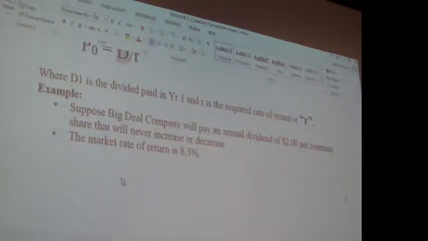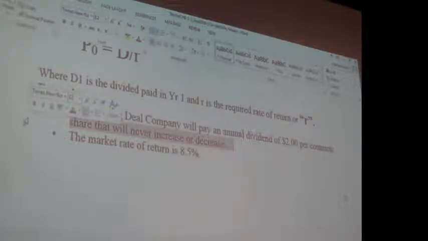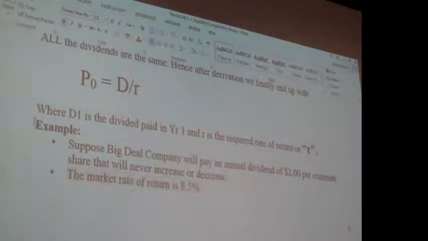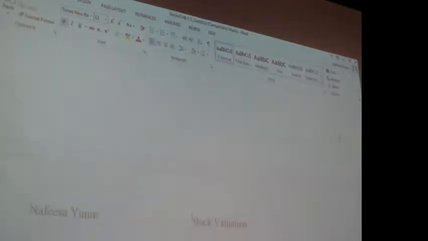Here is an example I have. Suppose a big deal company will pay an annual dividend of $2 that will neither increase nor decrease. The market rate of return is 8.5%, so what is the price of big deal company?